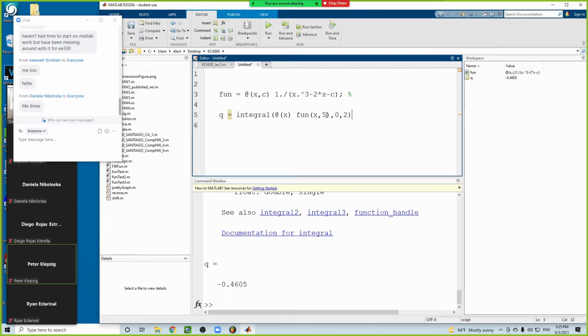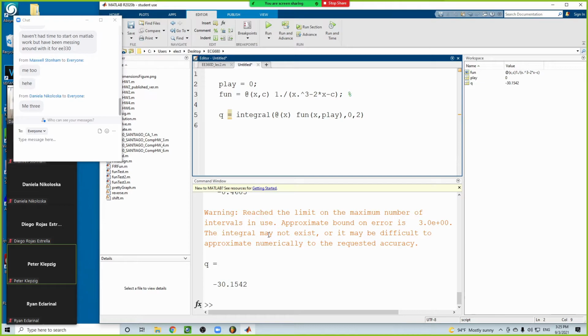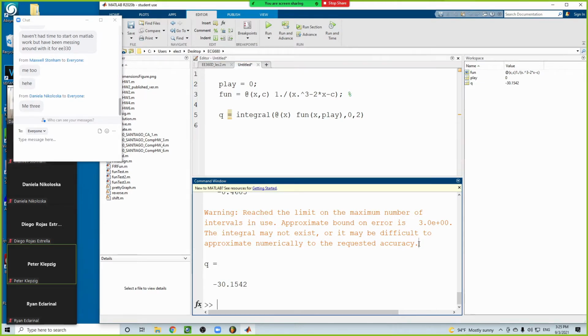And then you're like, oh, what if this c is like 0? You can make it 0. There we go. Actually, let me do this. Play with the c variable. Remember it was 5. Run that. See? And then, let's make this c equal to 0. See that? And I guess it's giving me this integral may not exist.